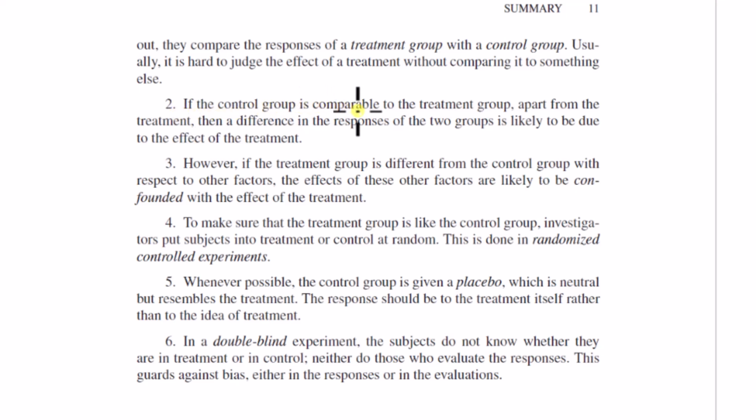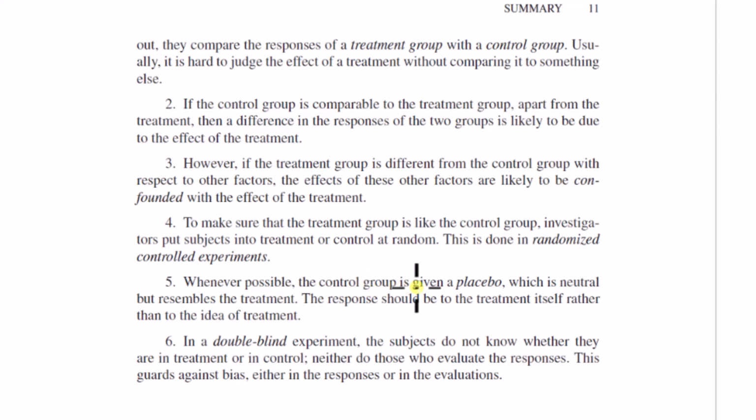If the control group is comparable to the treatment group apart from the treatment, then a difference in the responses of the two groups is likely to be due to the effect of the treatment, right? However, if the treatment group is different from the control group with respect to other factors, the effects of these other factors are likely to be confounded with the effect of the treatment. To make sure that the treatment group is like the control group, investigators put subjects into treatment or control at random, right? This is done in randomized controlled experiments.